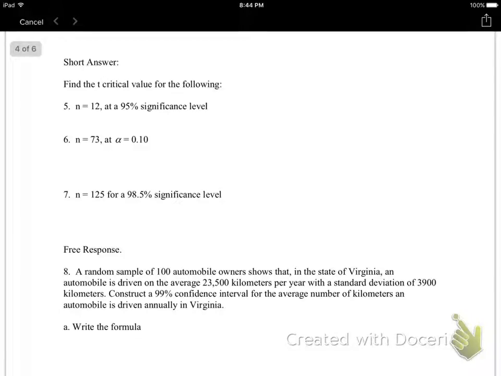All right, so let's start this short answer. I'm going to go to inverse t and under distributions. I'm going to have degrees of freedom of 11 for 95, and I get 2.20. Remember to go to 2 alpha places.